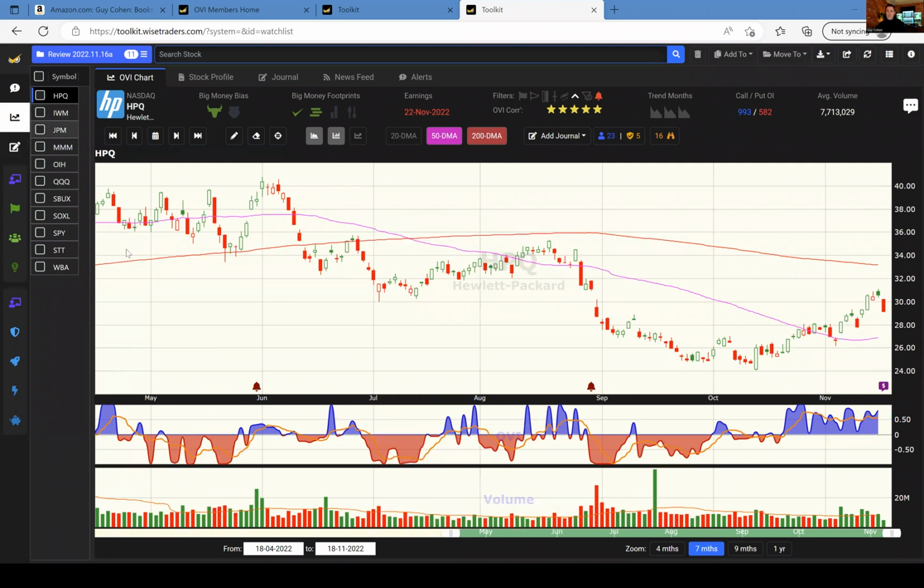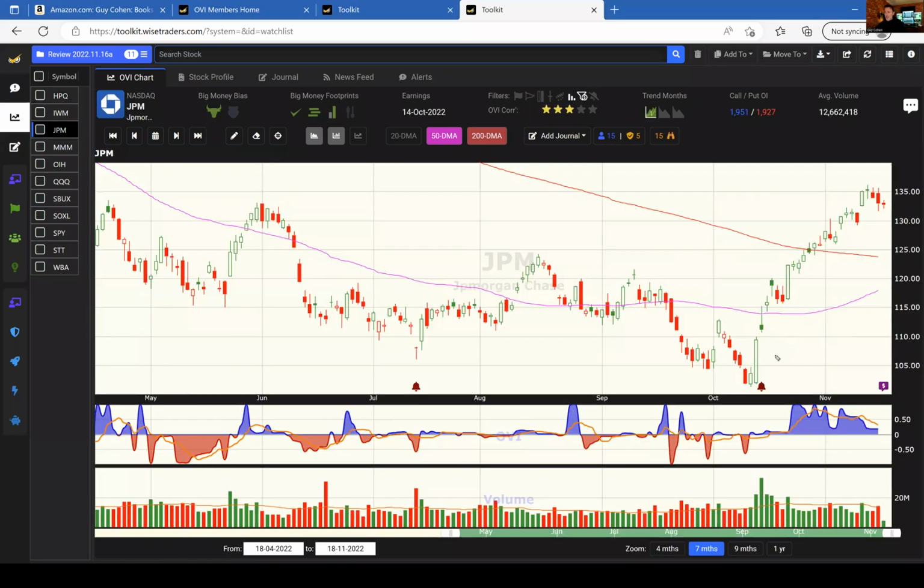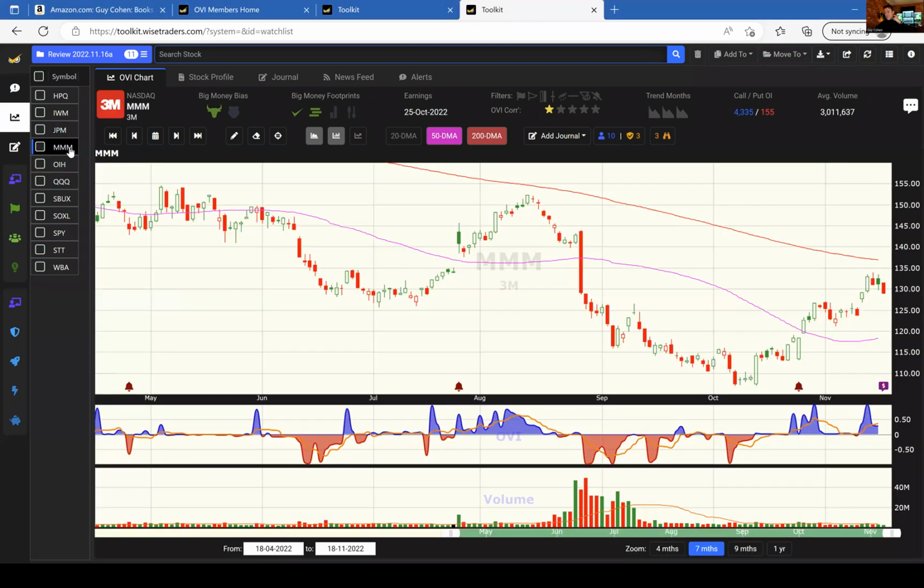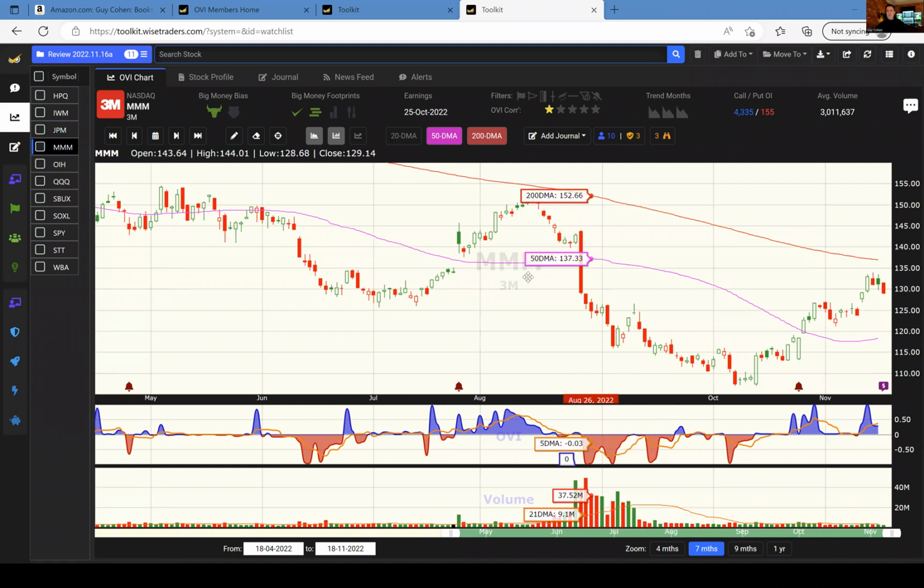Let's have a look at JP Morgan. This didn't wait around, unfortunately, but that was your opportunity right there. That was it. Big move up, post earnings, OVI starts to turn, big volume. You see the kind of thing that we look for over and over again. 3M, not the most interesting of stocks, but again, similar kind of thing just recently going up a little bit, just a little bit. Sometimes that's all it takes.